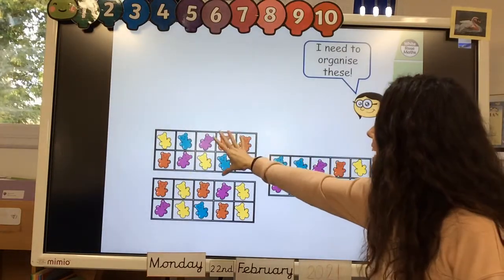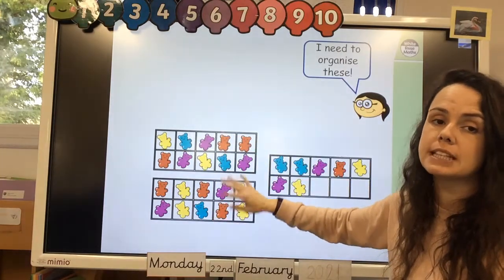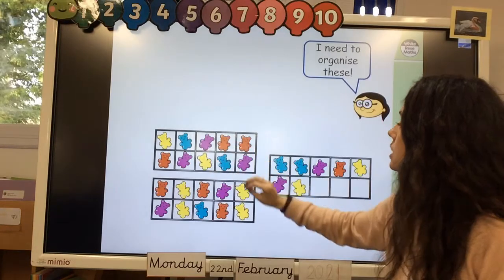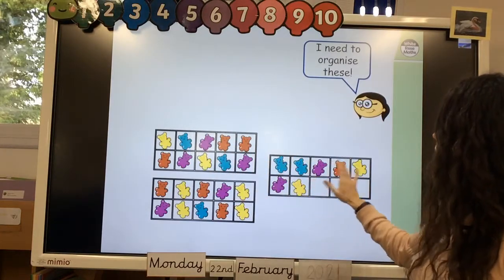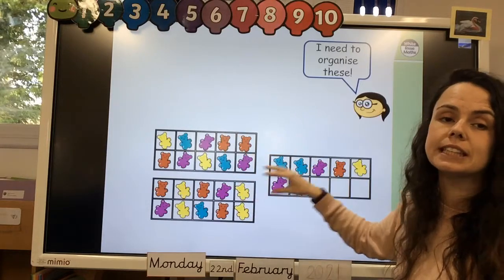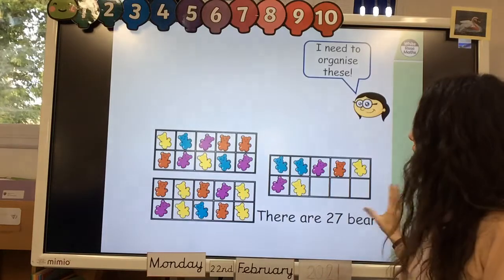We've got 10, 20, because we both know these 2 10 frames are complete. There's a bear in every square. 10, 20, and then how many have we got here? 1, 2, 3, 4, 5, 6, 7. 10, 20, 27. Well done. So we've got 27 bears in total.